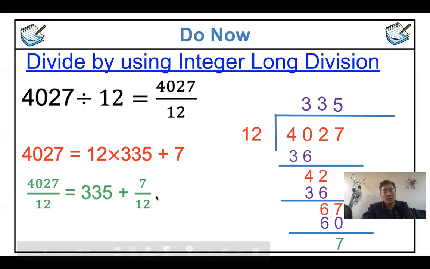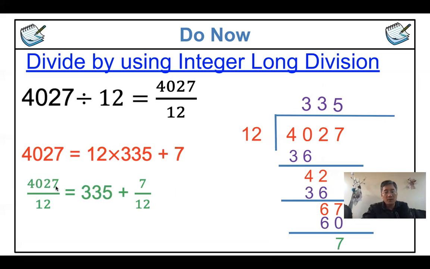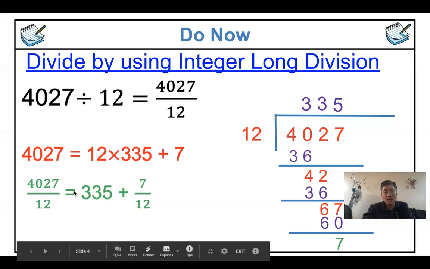Everybody get it, right? So you can write it down like this. 4027 is equal to 12 times 335, the divisor times the quotient, and then you add the remainder, which will be equal to the original number, 4027. Or if you divide 4027 by 12, it is equal to 335 plus remainder 7, but when you write it like this, you should also divide the remainder by the 12. It'll be equal to like this. Remember how to express it both ways.